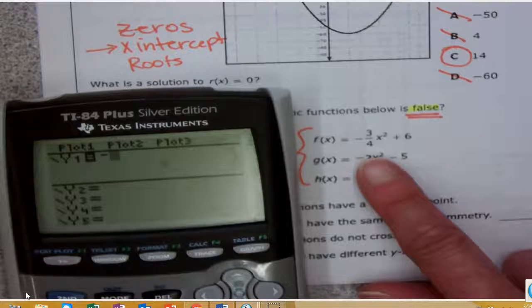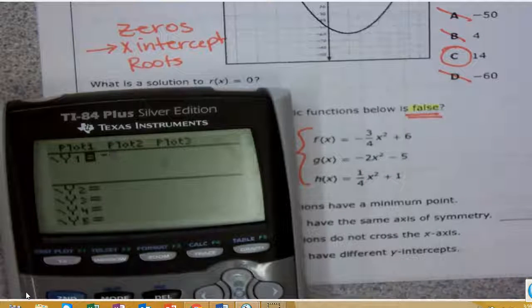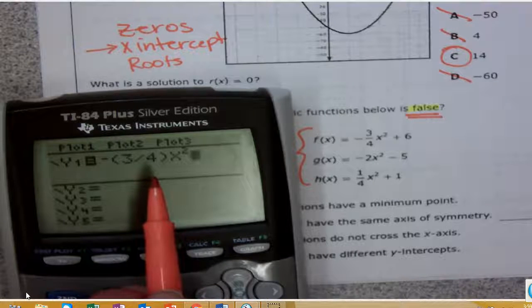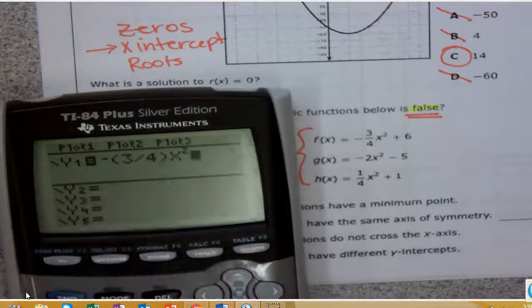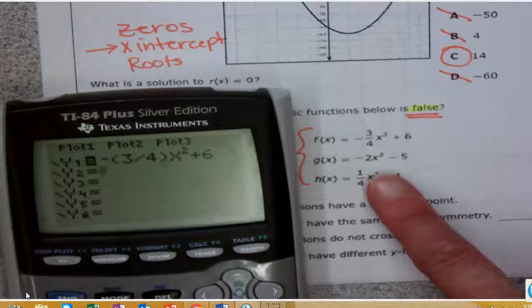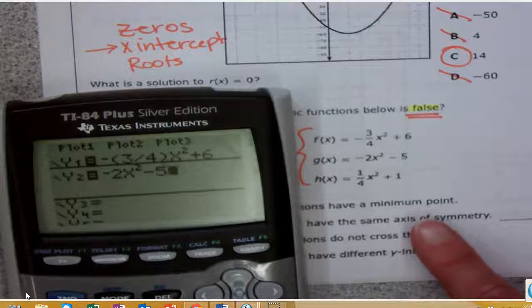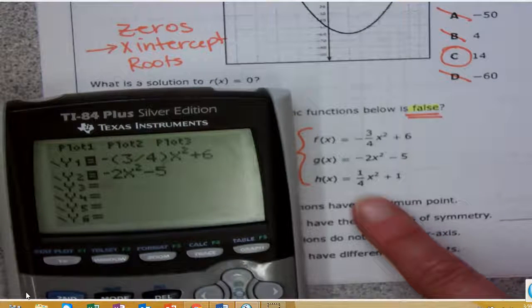Negative, and I'm going to use my decimal point because I know that 3/4 equals 0.75, but you could put parentheses 3 divided by 4, and a parentheses, well, I'll do that, x squared. I'm putting this in parentheses so I know that it's going to use it as a fraction. You could also put in 0.75 if you wanted. So there's my first equation. My second equation is negative 2x squared minus 5. And my last equation is 1/4, 1 divided by 4.